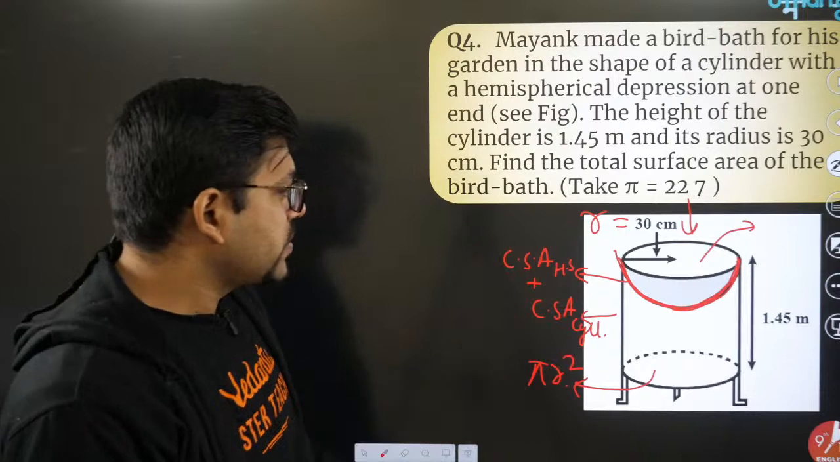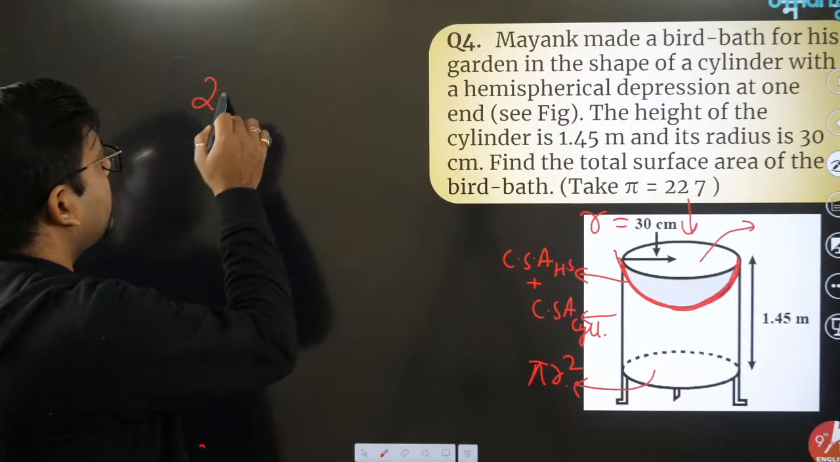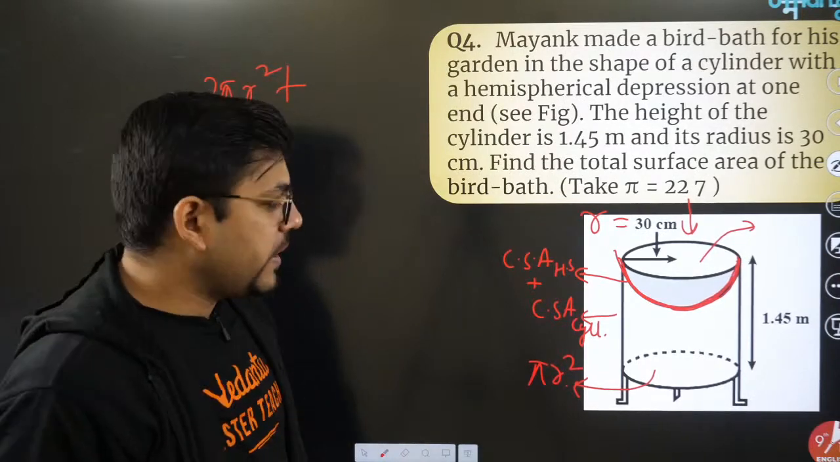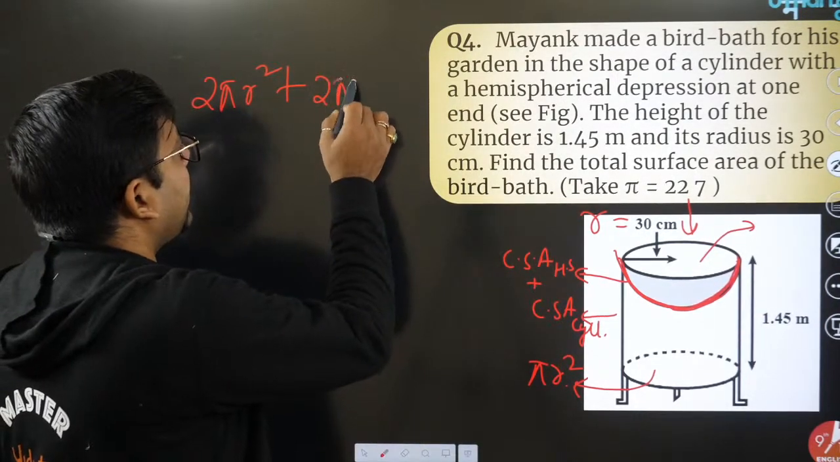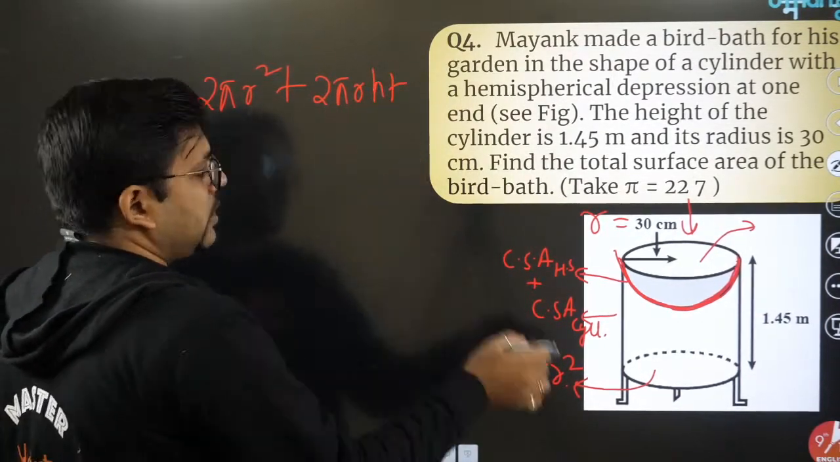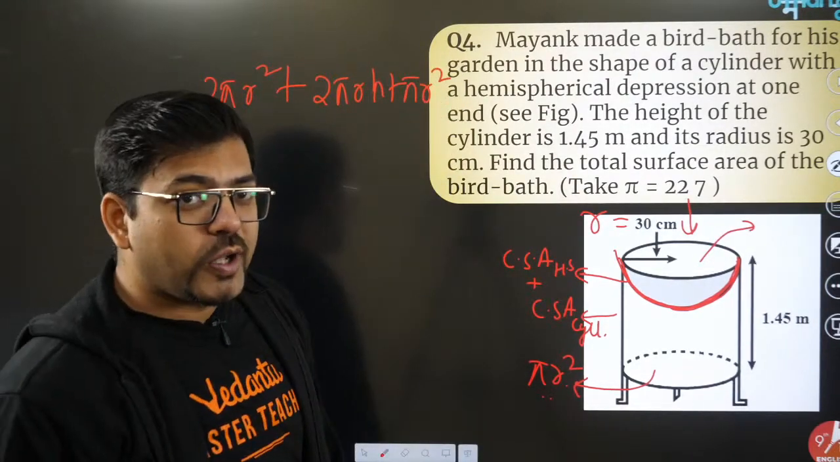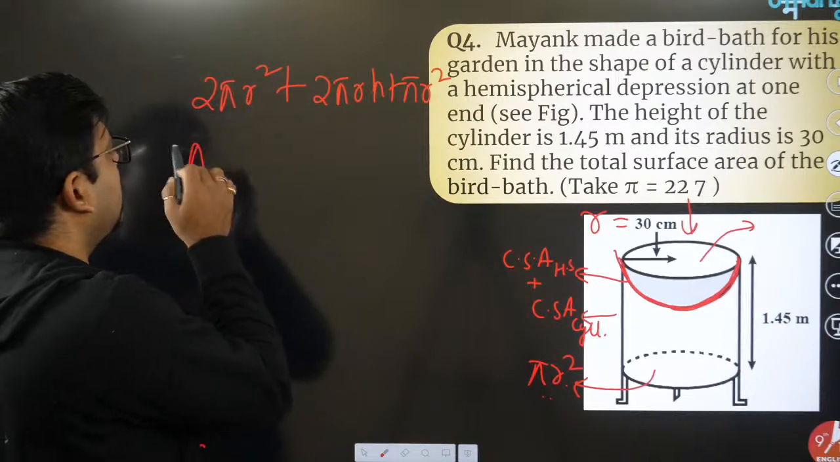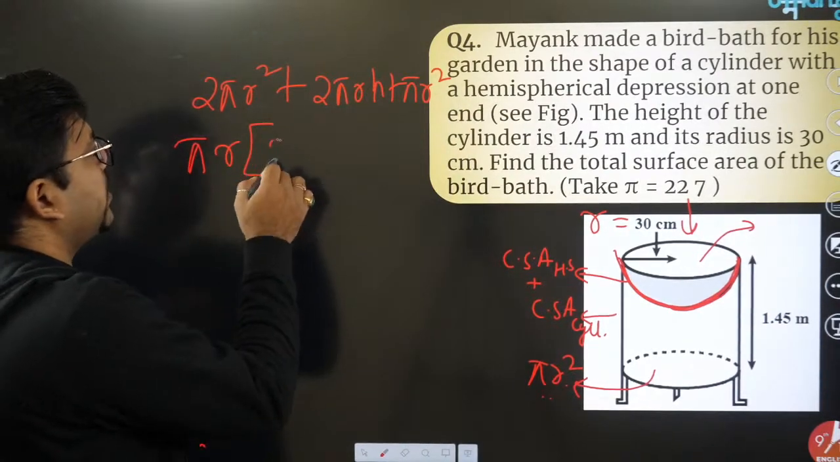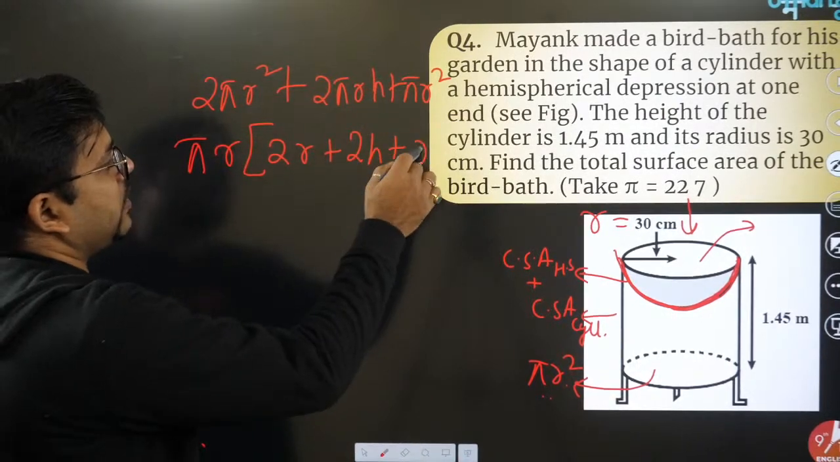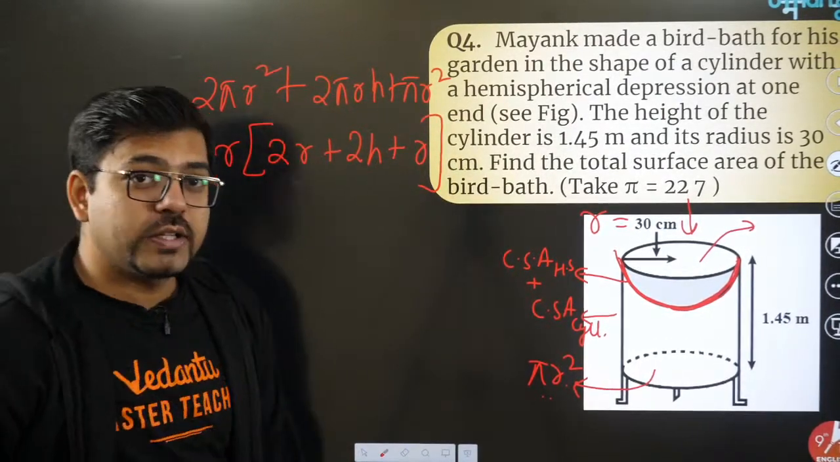Curved surface area of hemisphere is 2 pi r square, plus curved surface area of cylinder is 2 pi r h, and plus pi r square. So you have got pi r as common. Take pi r common. Remaining is 2r plus 2h plus r. So you have to solve this now.